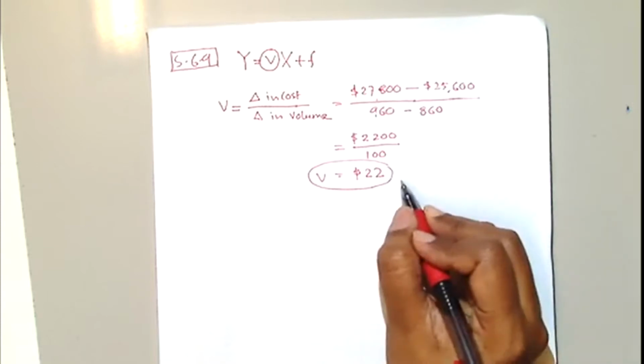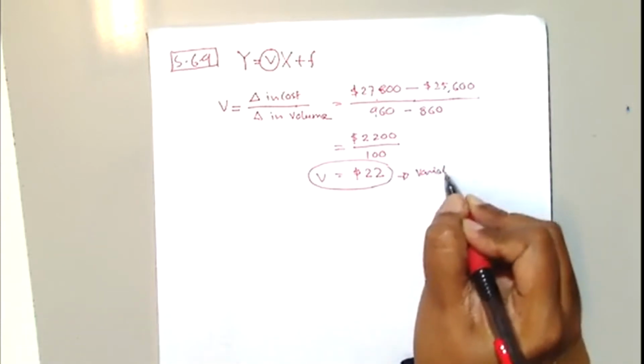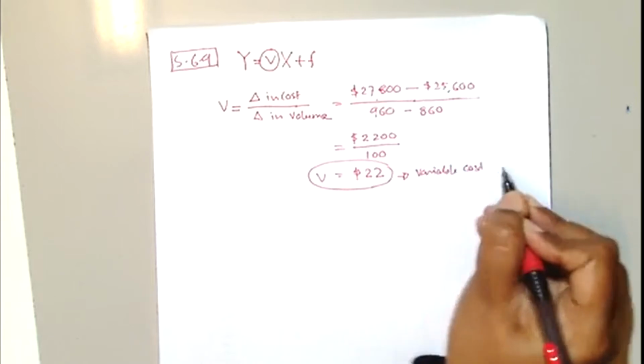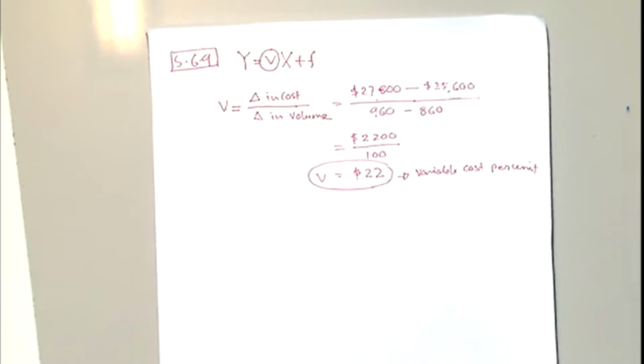V means variable cost per unit of your volume, per unit. That means if you work for one hour, your variable cost will be 22 bucks. So depending on how many hours you work, that would be your total variable cost. So we just solved for letter V, which is our variable cost per unit.